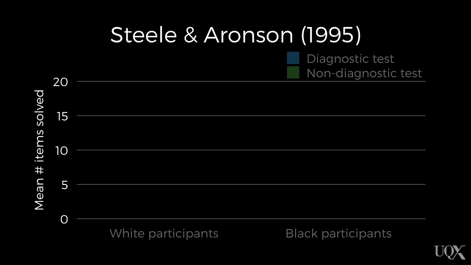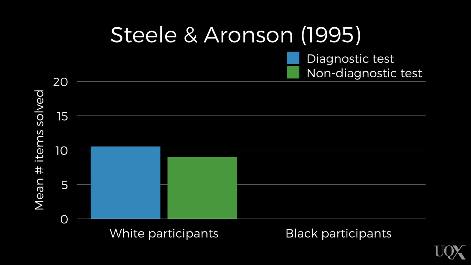Here on the y-axis, we have the number of items solved on the test. On the x-axis, we have the two groups of participants. And the blue indicates the diagnostic test condition, and the green the non-diagnostic test condition. The results show that informing white participants that the test was designed to test their verbal skills did not affect their performance on the test.